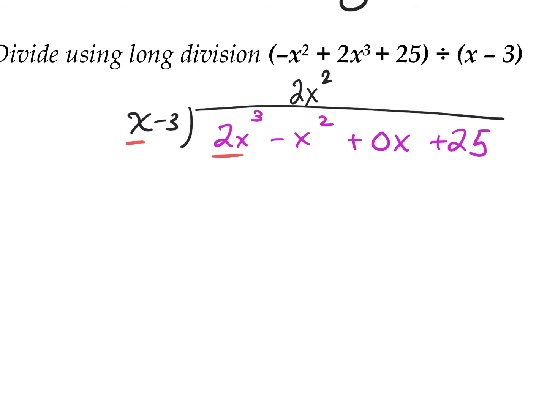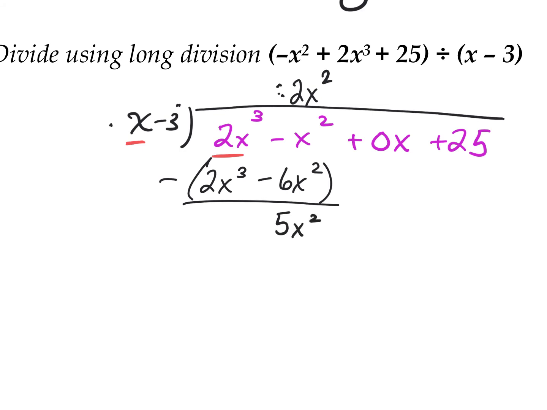Now I multiply. 2x squared times x is 2x cubed. 2x squared times negative 3 is negative 6x squared. And here's where I definitely would have messed up when I was in high school. Negative x minus negative 6x. So I end up with negative 1 plus 6, which ends up being 5x squared. And then I'm going to bring down the next term, even though it's a strange 0x there, and the whole process starts again.